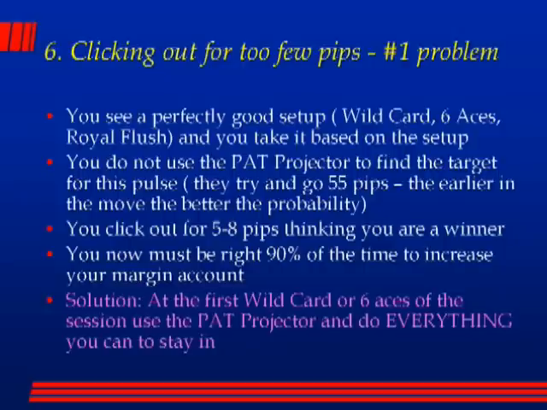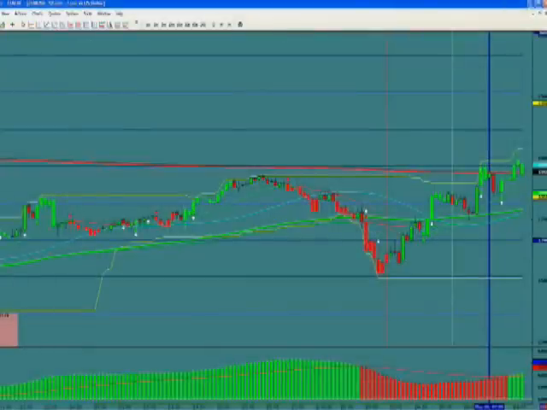The solution: at the first wild card or 6 aces of the session, use the PAT projector and then do everything you can to stay in to the 55 pip limit.